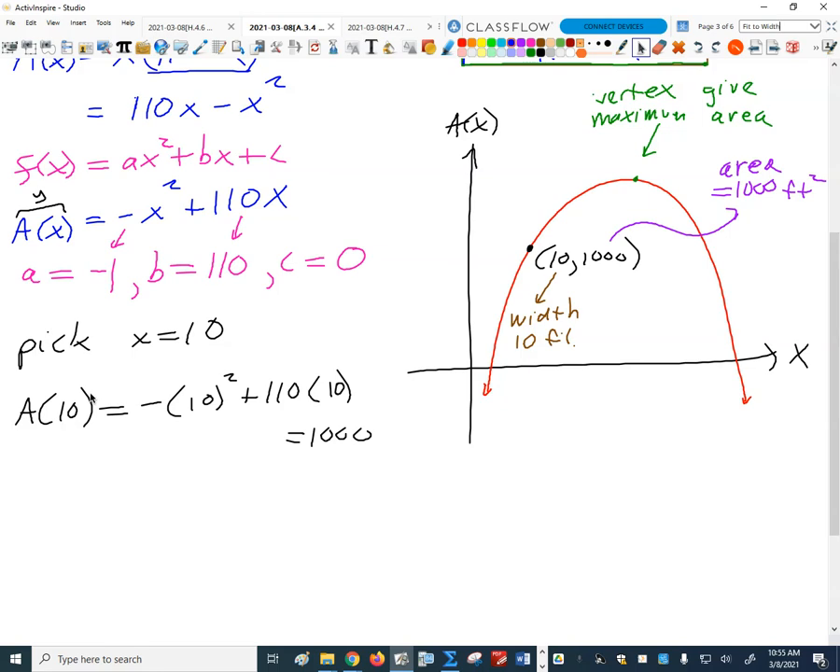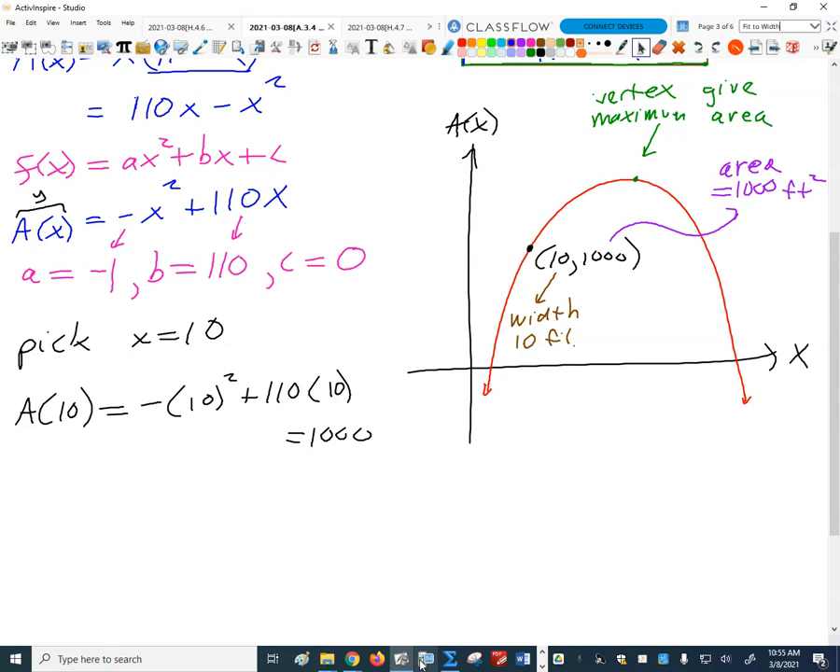And where we left off is we just tried an example. What if I plug 10 in for x into my function? If I let x equal 10 and I plug that into my function a of x, well, look what I get. Negative 10 squared is negative 100, plus 110 times 10. I'm plugging 10 in for x, and it gives me 1,000.